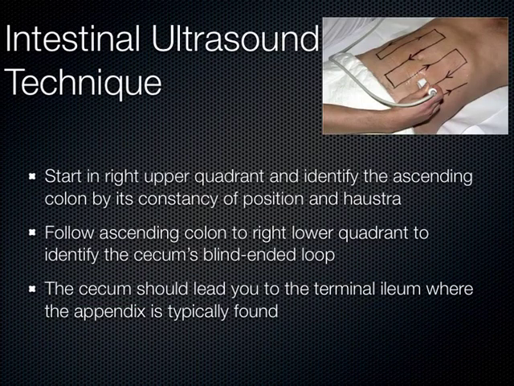And what we're going to do is something called mowing the lawn. What that means is we are going to start in the right upper quadrant and find the ascending colon. That's where it always is, right up there in the right upper quadrant. We can tell it's the ascending colon because it's got haustra. Recall that haustra are little indentations in the bowel wall that don't cross all the way across to the other wall. They're just like little sections that are sectioned off.